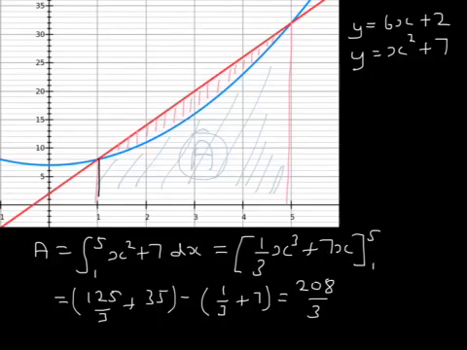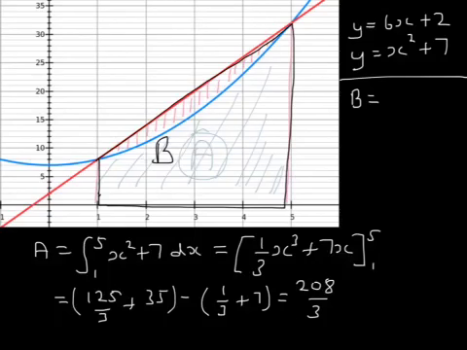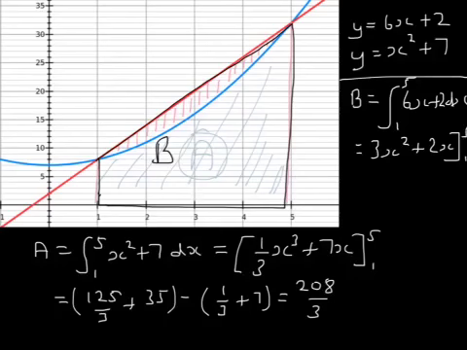Now we need to work out area B, which is this trapezium here. So area B is the area of that trapezium, and there's two ways of doing this. One way of doing this is to do the integral of 6x plus 2 from x equals 1 to 5. So if you integrate 6x, that's 3x squared. Integrate 2, that's 2x, and it's from 1 to 5. Put in 5, put in 1, and we get 80.